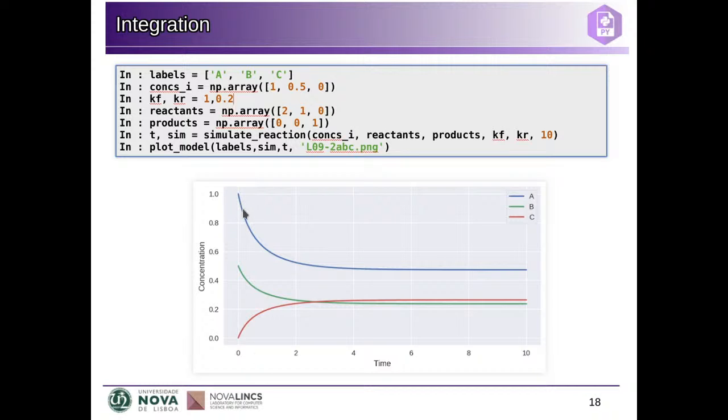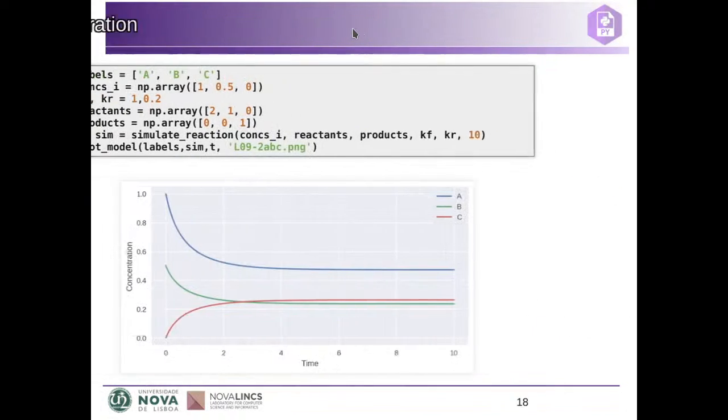So you can see that A is decreasing rapidly. B does not decrease as fast because 2 of A are consumed for each 1 of B, and we have C appearing here. And eventually this reaches an equilibrium where everything remains the same, because now we have a balance between the two half reactions, so the forward and the reverse reaction.